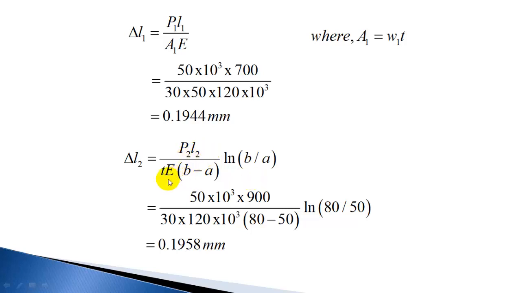For the middle portion, you have to use the expression for a uniformly tapered bar. So P2 L2 divided by T E into (B minus A) into log B by A. P2 is the same load acting in all three sections, P2 is 50 into 10 raised to 3. L2 is 900. Thickness is 30. Young's modulus is 120 into 10 raised to 3. And B and A you can substitute as the width at both ends, 80 minus 50 and log 80 by 50. You can also interchange A and B. You can write 50 minus 80 and here log 50 by 80. So elongation of the middle portion you will get as 0.195.